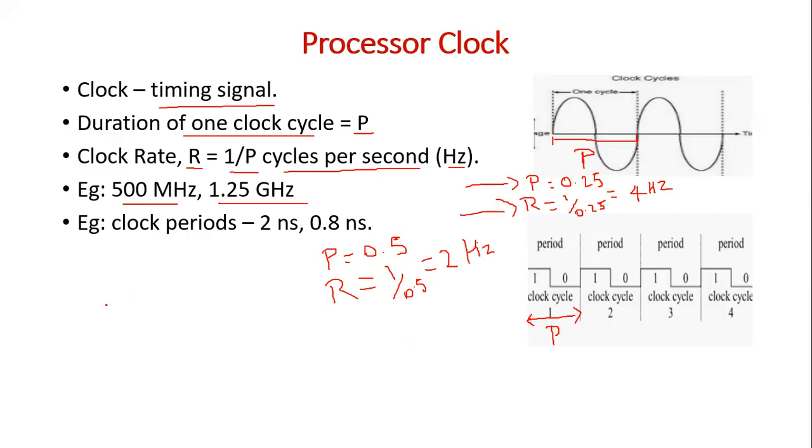See, 1000 hertz is 1 kilohertz, and 1000 kilohertz is 1 megahertz. So 500 megahertz is equal to how many kilohertz? You have to multiply by 1000, right? Because 1000 hertz is 1 kilohertz, 1000 kilohertz is 1 megahertz, and 1000 megahertz is 1 gigahertz. So 500 megahertz is equal to this many kilohertz.